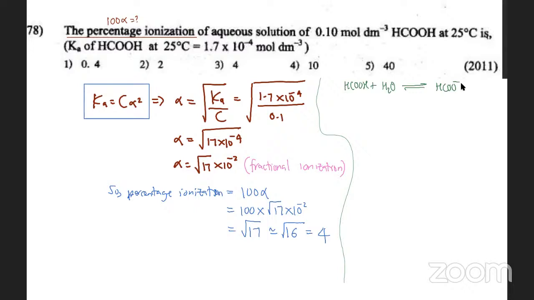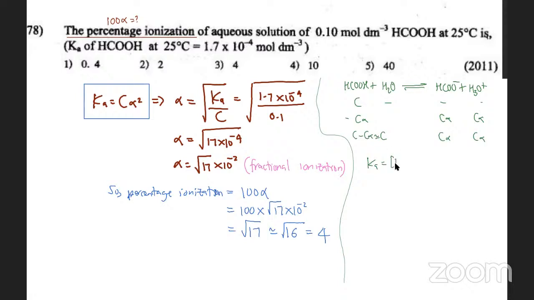When you get a little tensed at the exams, you might not remember this. But don't panic. This concentration is C, and we take this as C alpha reacted, C alpha produced, and this is C minus C alpha, but it's almost equal to C. Here we have C alpha and C alpha. Then you write Ka.